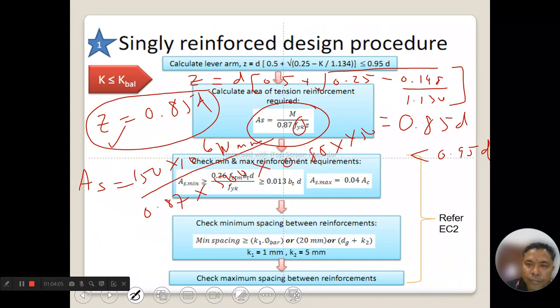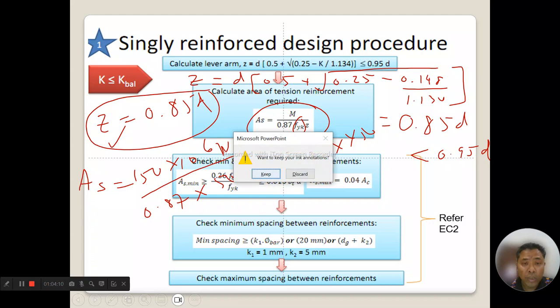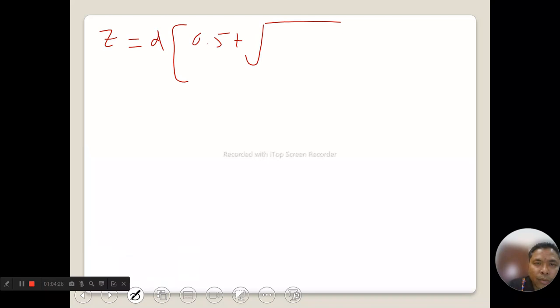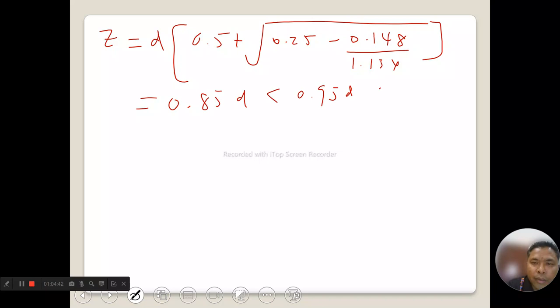Sorry lah kalau teruk sangat, saya rasa saya baik tulis pada tempat yang better sebab nampak macam berkecamuk sangat. So saya tulis kat sini lah. Nanti ada yang tak faham. Z tadi D 0.5 plus square root of 0.25 minus 0.148 kalau tak silap saya lah. So ini you dapat tadi 0.85D, which is less than 0.95D. So therefore, you punya Z will be 0.85D. Eh? Betul ke? Saya pun tak ingat.